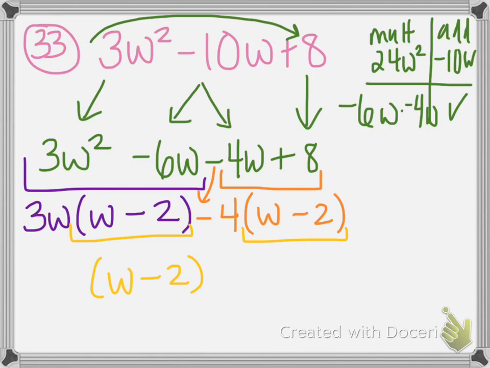And the other factor will come from the GCFs from both groups. So we'll have the 3w and the minus 4. And once again, you can check these by multiplying them back together to make sure that they do in fact give you 3w squared minus 10w plus 8. So that's how you factor trinomials, binomials, which are a difference of squares, and quadnomials, or four-term polynomials, by grouping.